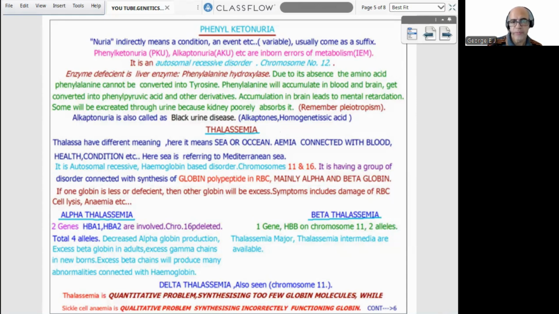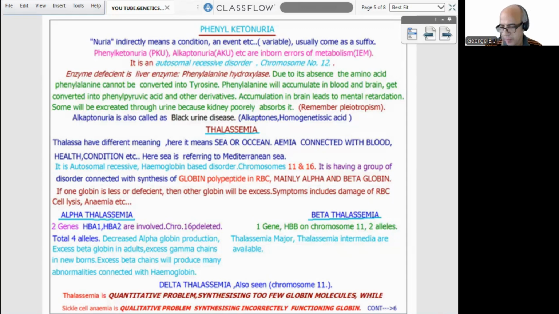Now comes the next disease condition, thalassemia. Thalassemia has a different meaning. Here it means sea or ocean. Emia is connected with the blood, health condition, etc. Here sea is referring to the Mediterranean Sea. It is an autosomal recessive hemoglobin-based disorder. 2 chromosomes will be involved, chromosome number 11 and 16. It may be connected with a group of disorders connected with the synthesis of globin polypeptide in RBC, mainly alpha and beta globin. If one globin is less or deficient, then the other globin will be in excess. Symptoms include damage of RBC, cell lysis, anemia, etc.